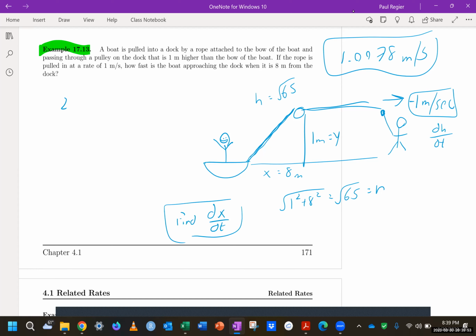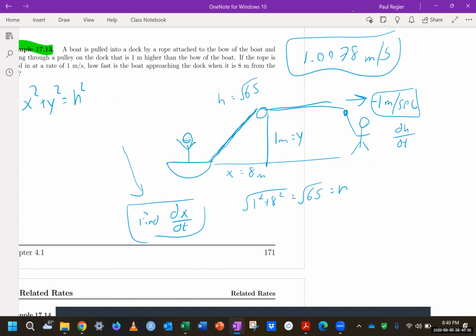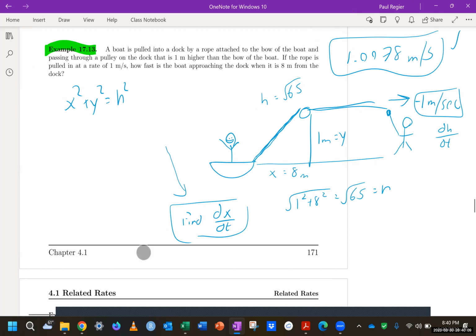So if you set up the equation x squared plus y squared equals h squared, your implicit differentiation, and solve for dx/dt. This is what I got. Check me on that.